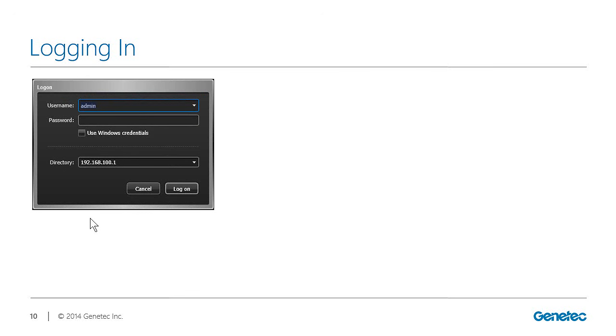So the most basic way to do this is to have your own username and password that has been configured in Security Center. To log in this way, we just need to enter our credentials in the logon box and enter the name or the IP address of the directory you're connecting to.